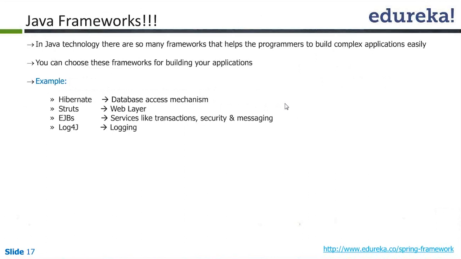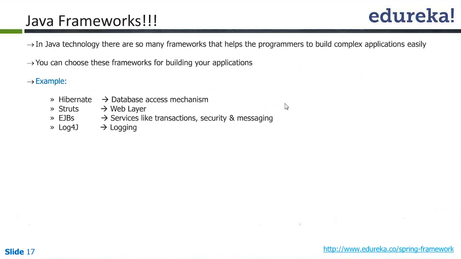Next, Struts. As you know, we use the Struts framework for web application development. EJBs: services like transaction, security and messaging, EJB has inbuilt support for all this, so that is why EJB was very famous. But nowadays, with the speed at which Spring is growing, I could say that EJB is outdated, because of performance reasons also.